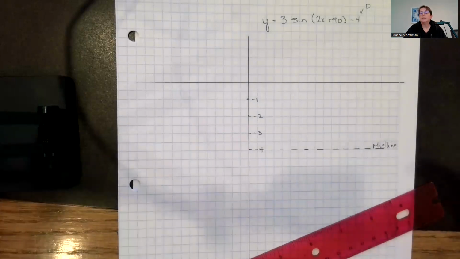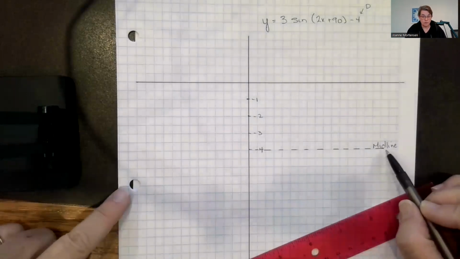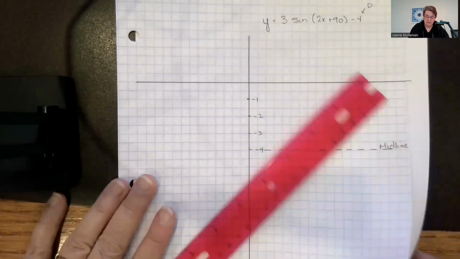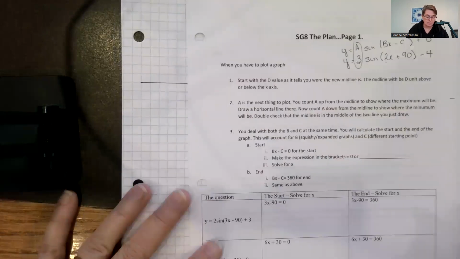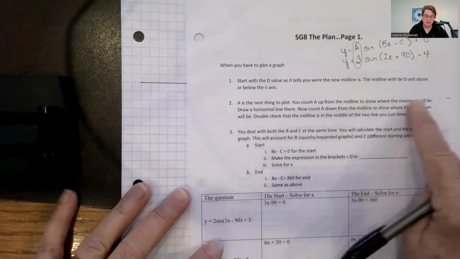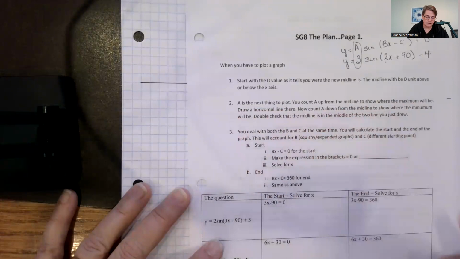Once you've done a bunch of these, unless it specifically says you must label the midline, like with the word, you don't have to, but this is like round 1. So let's see what it says. Now what? Step 2, A is the next thing to plot. You count A up from the midline to show where the max will be. Draw a horizontal line. Now count A down from midline.